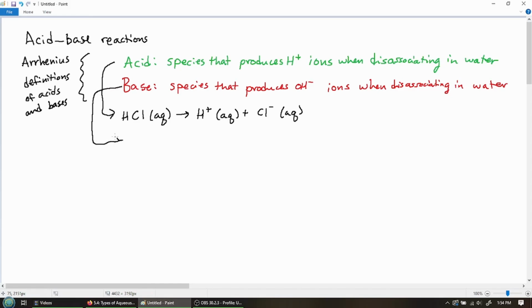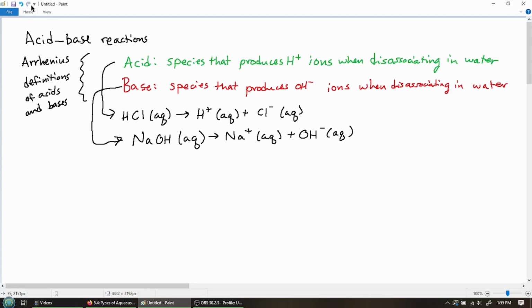So let's look at an example of a base. Well, one of our strong bases, sodium hydroxide. When we take this and we put it into water, it's going to split apart into two species, Na+, which is in aqueous form, and OH-. So now, hopefully we see why we characterize sodium hydroxide as a base, at least according to the Arrhenius definition of a base. Because when we put NaOH in water, it splits apart, it ionizes, and it forms OH- ions.